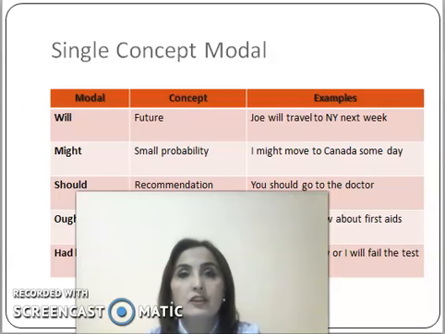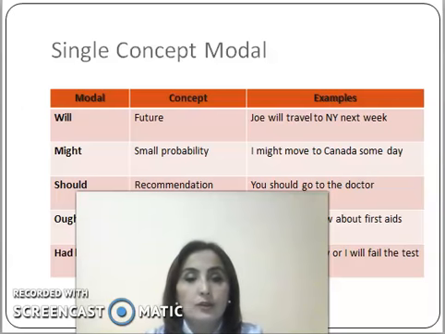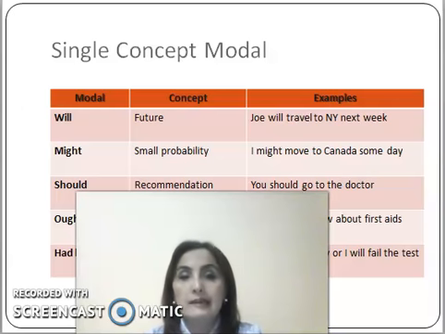Recommendation, just recommendation. "Ought to", formal recommendation. We ought to know about first aid. Each one of us ought to know about first aid. "Had better", and the concept of it is warning. I had better study or I will fail the test.